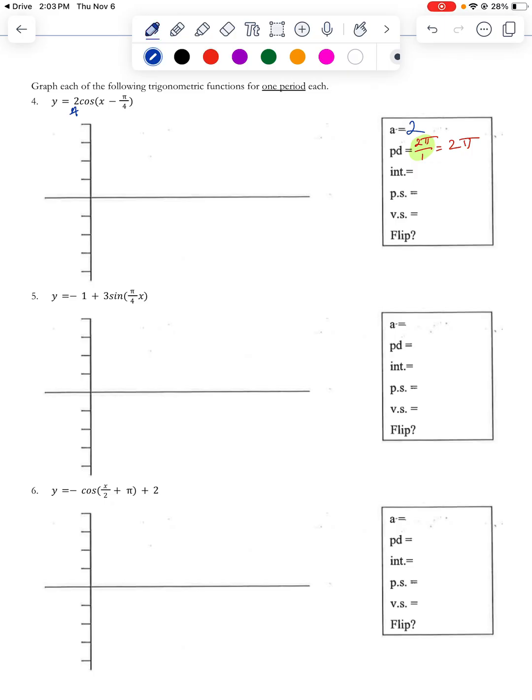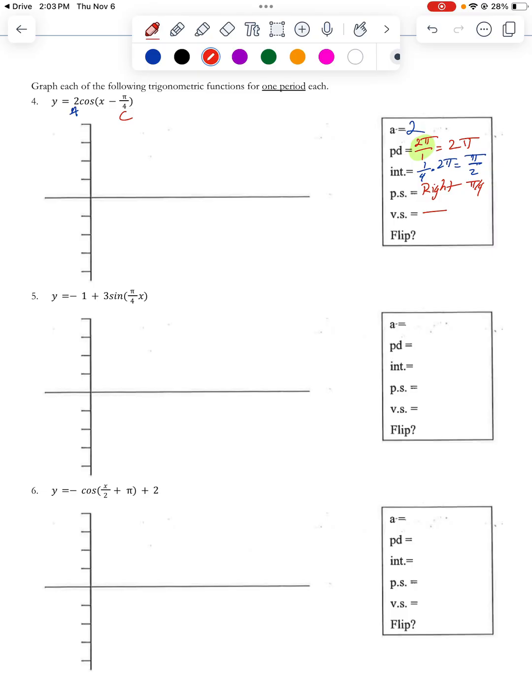Our interval is 1/4 times the period, which is just 2 pi over 4, which is just pi over 2. Our phase shift is right. It's the opposite of what we would think. Our phase shift is our C. It's right pi over 4.